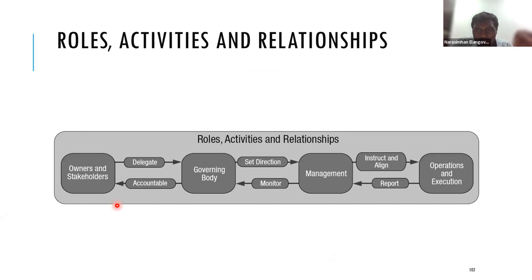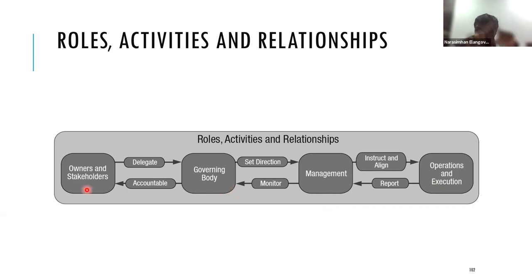And there's a beautiful diagram which shows the relationship. Look from the left to the right. The stakeholders or owners delegate the power to the governing body. Who's the governing body? Board of directors. Board of directors give direction to the management. Who's the management? CEO, CFO. The management instructs and aligns the operation and execution. Now, operation and execution report to management. Management, whatever they do, is monitored by the governing body. The governing body is accountable to stakeholders.